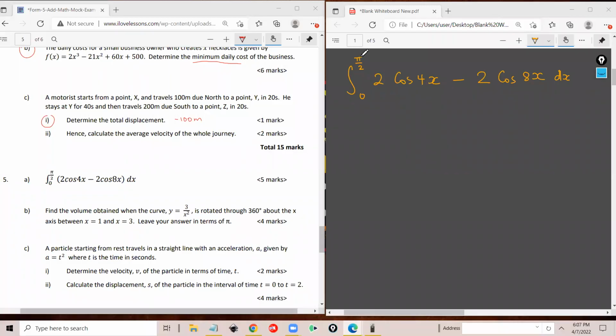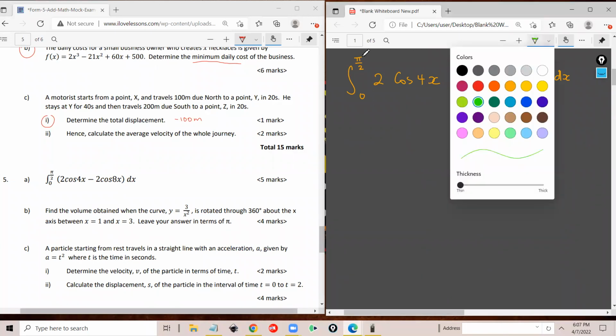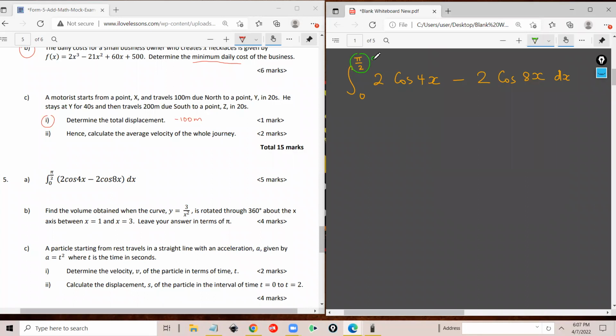First of all, in case you can't remember, pi on 2 is the same thing as 90 degrees, so you don't have to switch your calculator to radians mode. When you're integrating cosine, you just get positive sine, and whatever is touching the x goes underneath. I don't know if you all got this. You'll get 2 sine 4x, but the 4 also goes underneath on the outside. There is a 2 weight in there, so the 4 just goes underneath that.